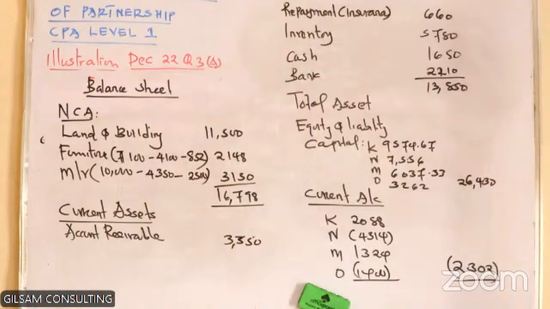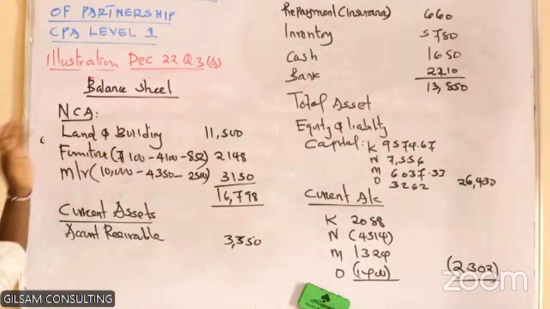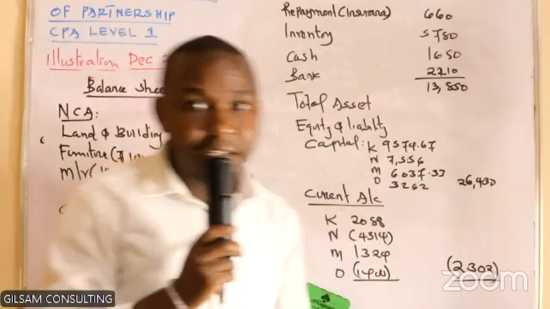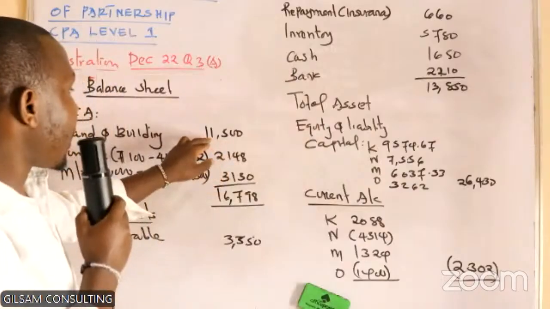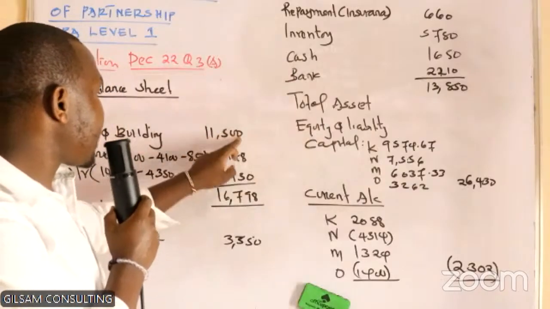So for the balance sheet, we start with the non-current assets. As per the trial balance, we have land and building, which have not been affected by any transaction. So we bring that value of 11,500 as per the trial balance.